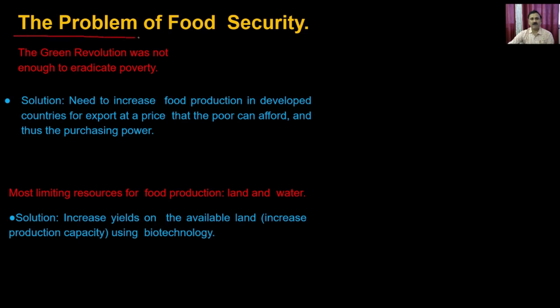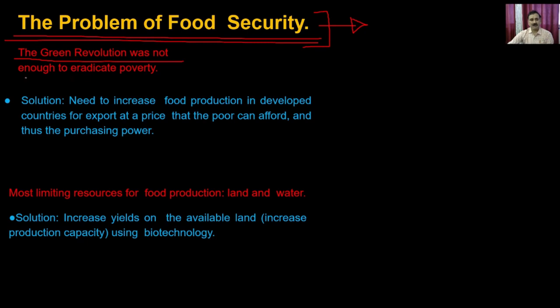For example, we have a problem of food security, which means we don't have food for everybody, because many of the poor countries as well as the developing countries do not have a sufficient quantity of food for all the people. So what do we have to do? One option was the green revolution that happened in India as well as other countries, but that green revolution was not enough to make enough food, and that's why it was not able to eradicate poverty. So what is the solution?